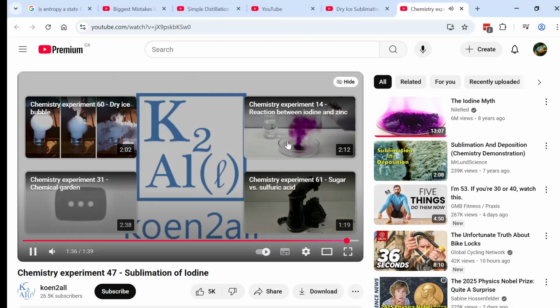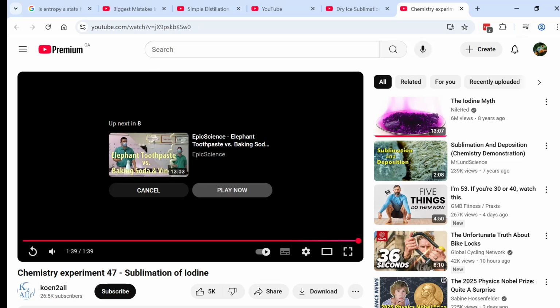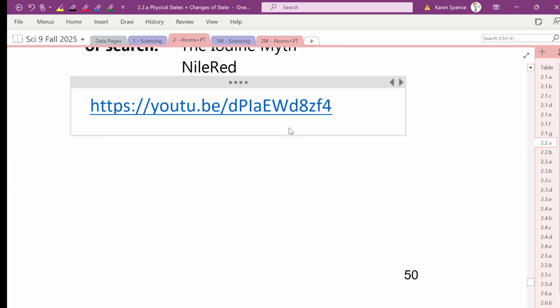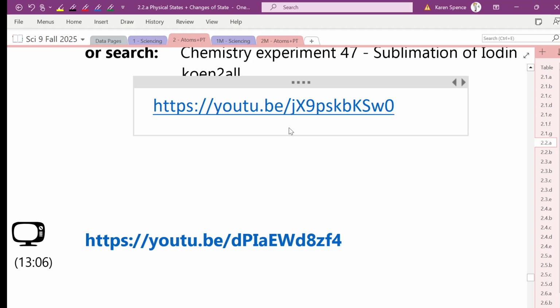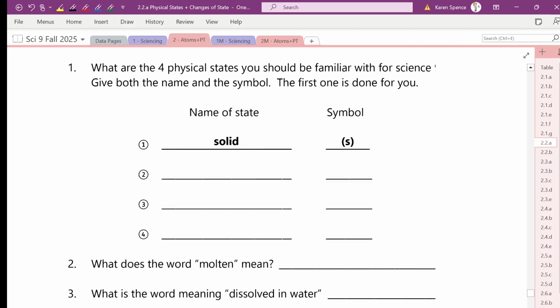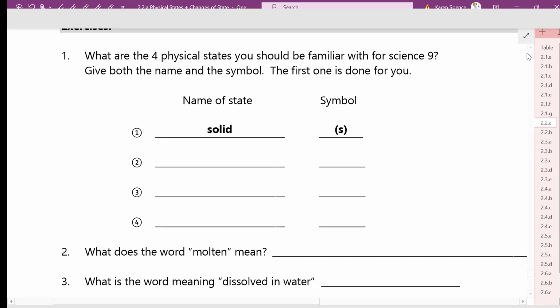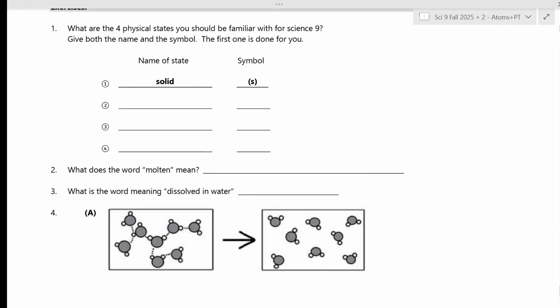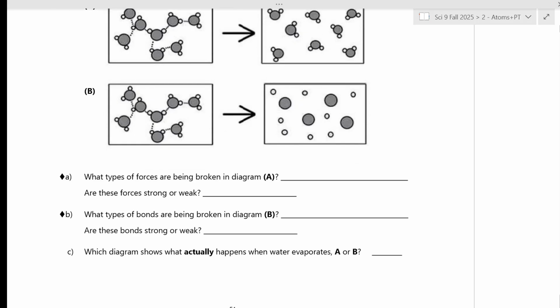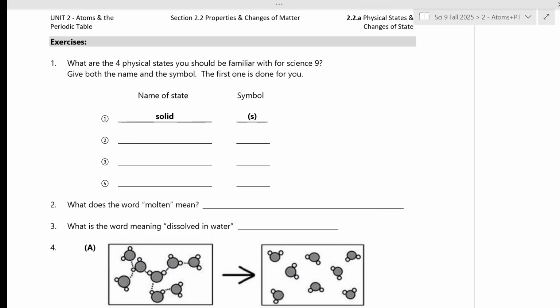Okay. All right. And that's it for that. Let's see. I don't know that the iodine myth is worth watching, so we're going to skip it for now. And I think you guys could do pages 50. You could do page 51. There you go.